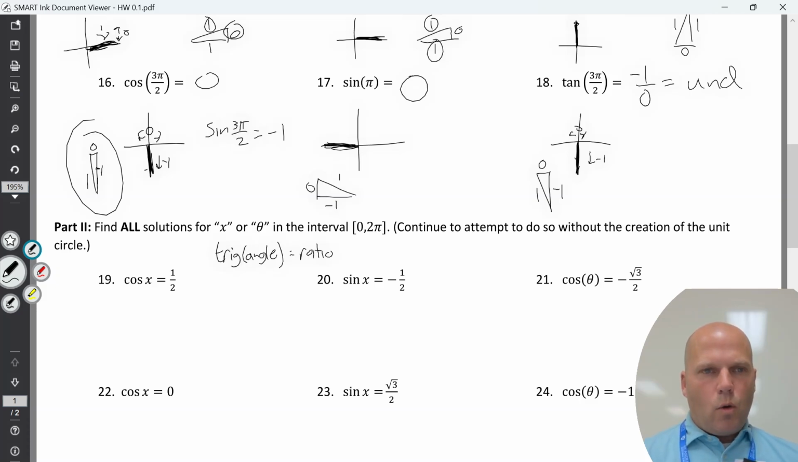Cool. What we were doing was, given the trig function and the angle, we were finding the ratio. This is the adjacent over the hypotenuse, the ratio that exists in a right triangle at this angle. Well, now we have the trig function, we have the ratio, and we are finding the angles. So our goal is to find angles.